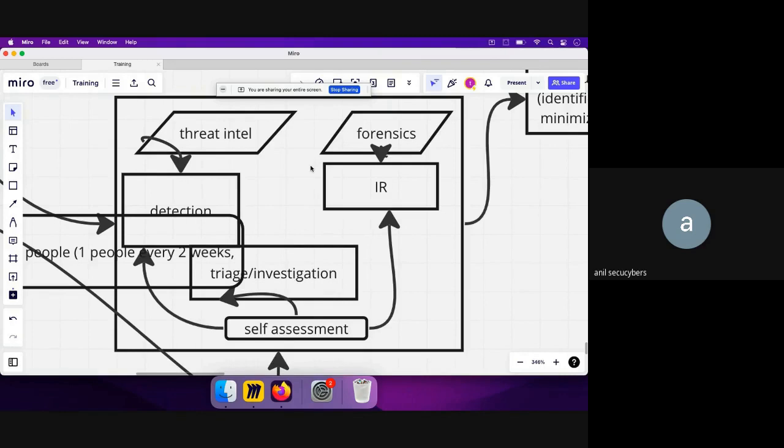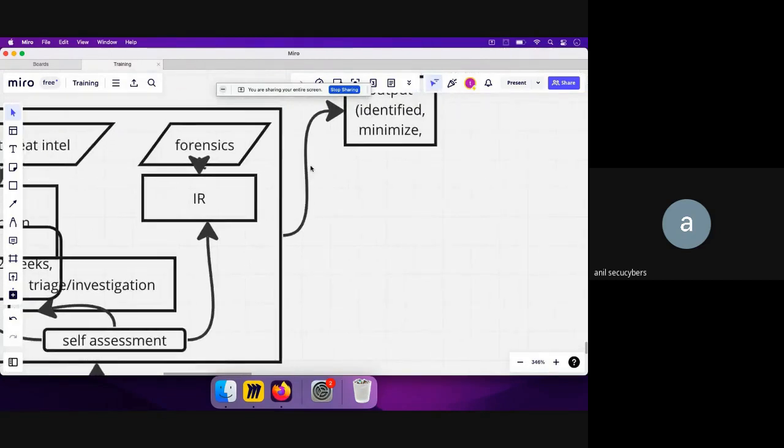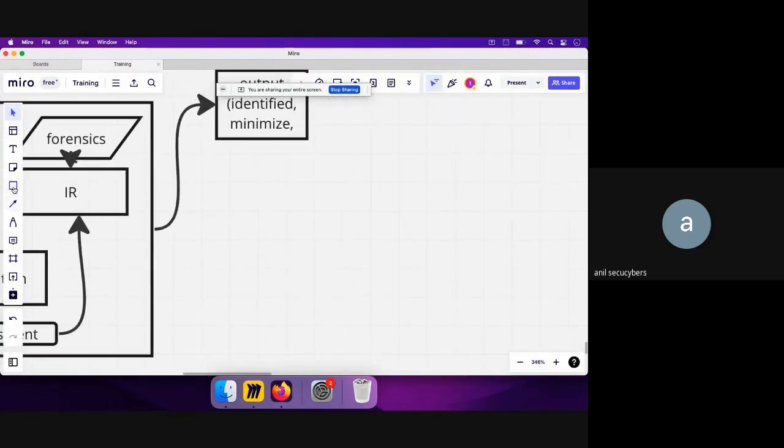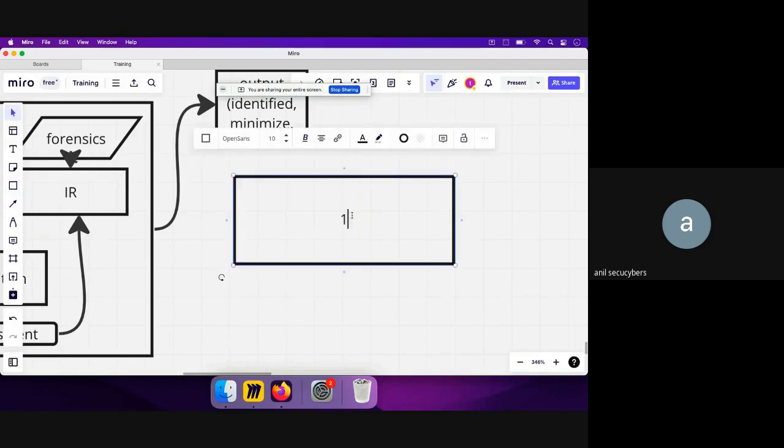Okay, so in the forensics part, there is one rule that you can follow, which will always guide you on how to conduct the forensics. So let me tell you. The first thing is: what questions are you trying to answer?